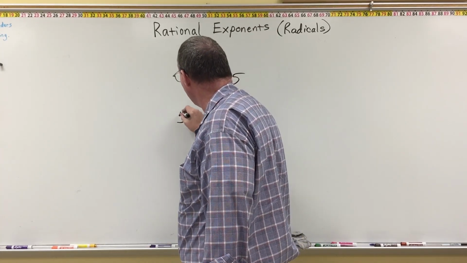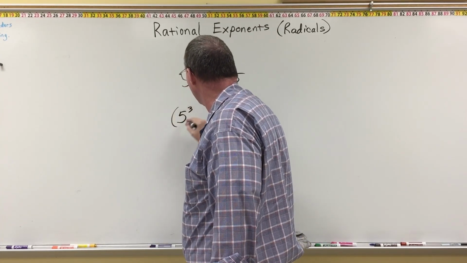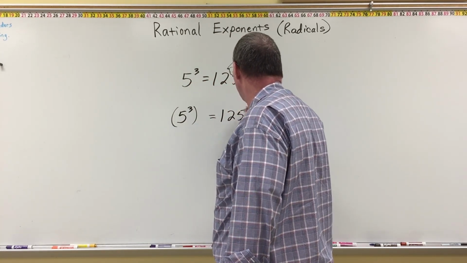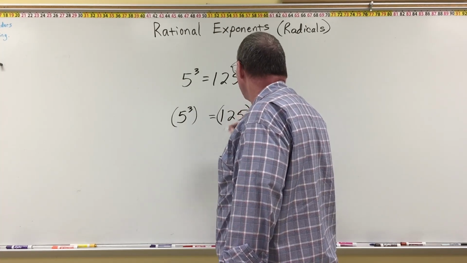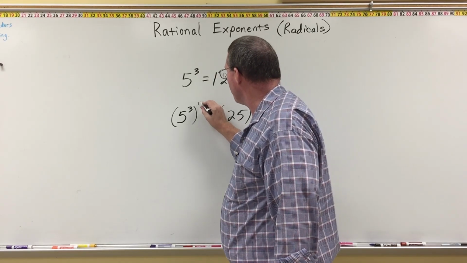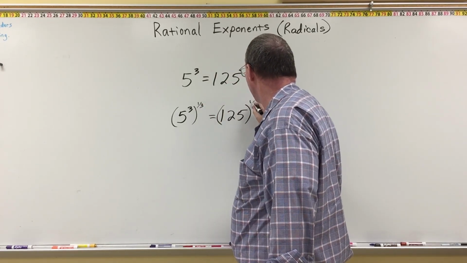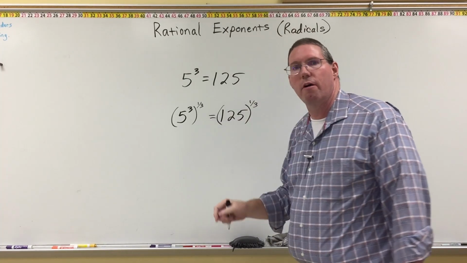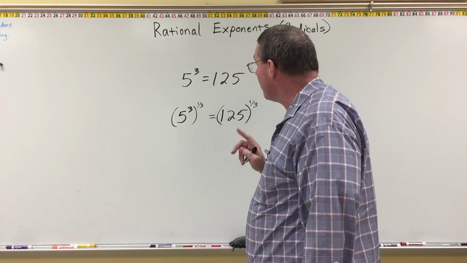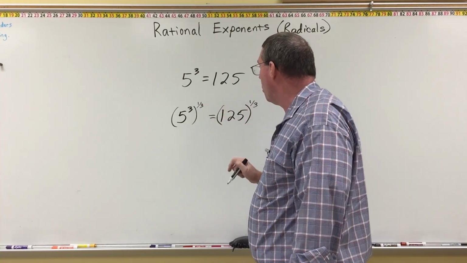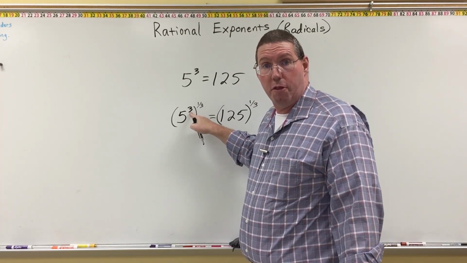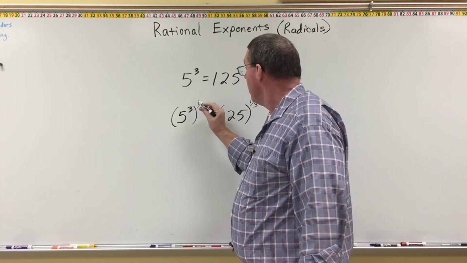Let's say that I were to take this 5 to the third power, put some parentheses around it, and then I'll take the 125, put some parentheses around it, and here's what I'm going to do. I'm going to apply a 1/3 power to both sides. I'm going to raise both sides to the power of 1/3. Now, you may say that looks a little scary, but there's a really good reason that I selected 1/3. I selected 1/3 because of the power of 3 right here, okay?